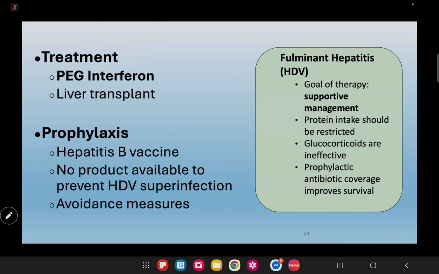So Hep D treatment again is largely supportive, with PEG interferon as the main antiviral option. Liver transplantation may be necessary in end-stage cases, fulminant cases where you need liver transplantation. Preventive measures again include vaccination against hepatitis B, as no vaccine currently exists for hepatitis D. No vaccine yet for hepatitis D. Supportive management includes protein restriction. No? Protein restriction.